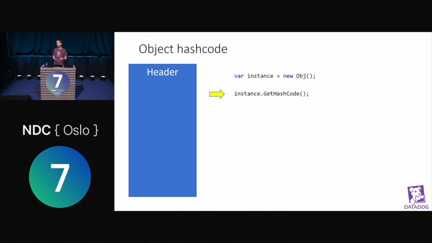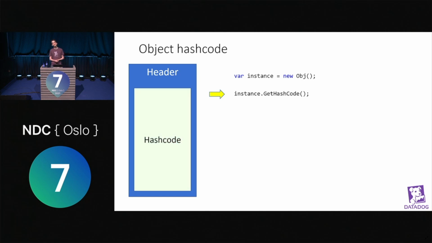So instead, the runtime is generating a random number. But it needs to return the same number the next time you call GetHashCode, so it needs to store it somewhere, and that somewhere is the object header. Note that since we only have 26 bits of storage in the header, it means that the hash code of an object actually has only 26 bits of entropy, and not 32 bits like you could think. Okay, so that's one use case.